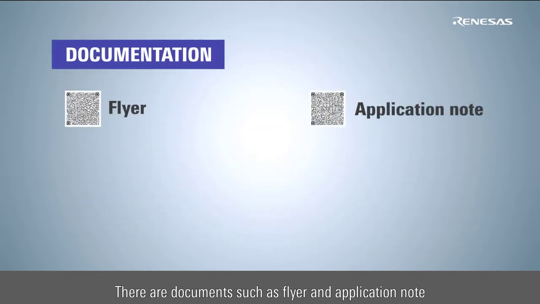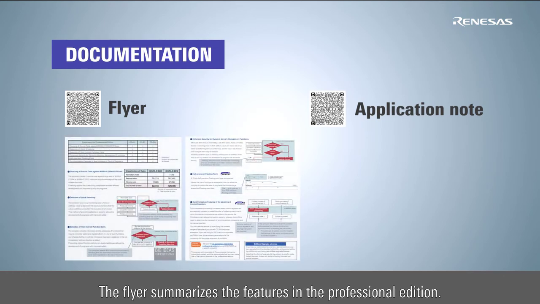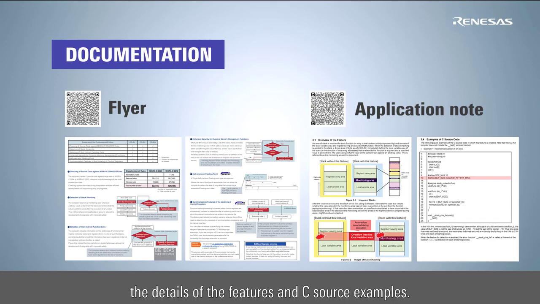There are documents such as flyer and application note to introduce the features available in the Professional Edition. The flyer summarizes the features in the Professional Edition. Refer to the application note when you want to learn the details of the features and see source examples.